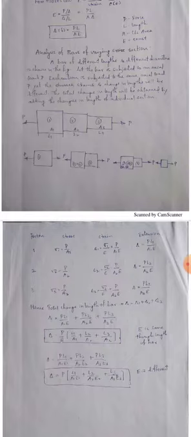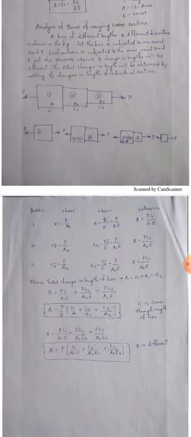Similarly, for the second portion, sigma 2 is P by A2, epsilon 2 is P by A2E, and delta 2 is PL2 by A2E. Similarly, for the third portion, sigma 3 is P by A3, and epsilon is stress by E. Stress is equal to how much? P by A3, and delta 3 is equal to PL3 by A3E. Hence, the total change in length of the bar, delta, is equal to how much? Delta 1 plus delta 2 plus delta 3. That is PL1 by A1E for the first portion, PL2 by A2E for the second portion, and PL3 by A3E for the third portion.